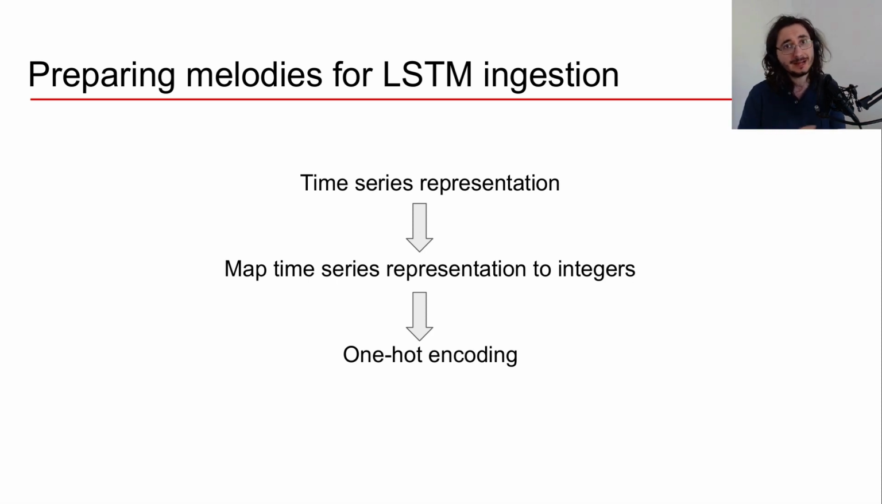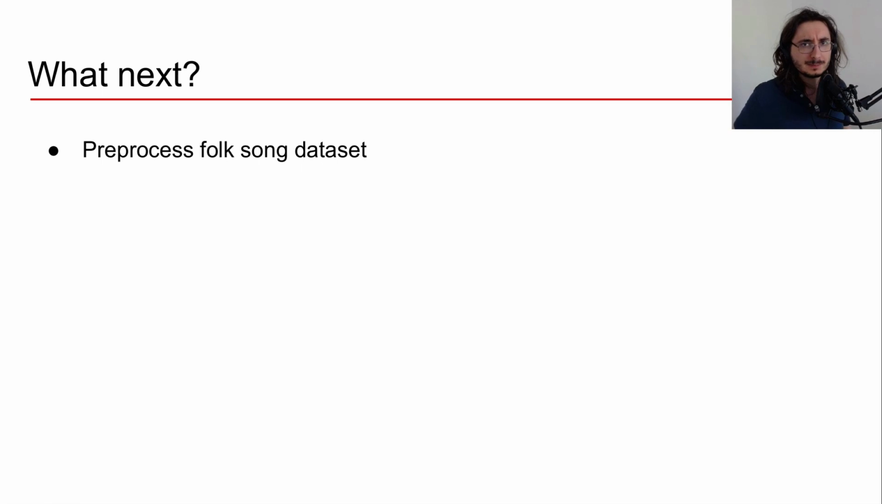And finally, once we have all integers, we want to one-hot encode these integers, right? Now, I'm not going to get into the details of how this is going to work because it's just faster to look at the code when we implement that in the next video. But I wanted to give you an overview of the different steps that we are going to use for pre-processing this data.